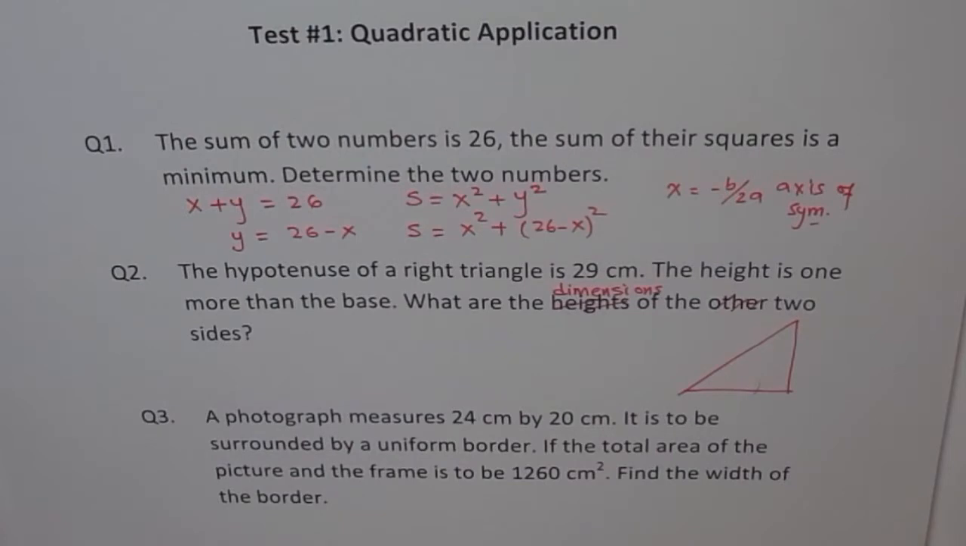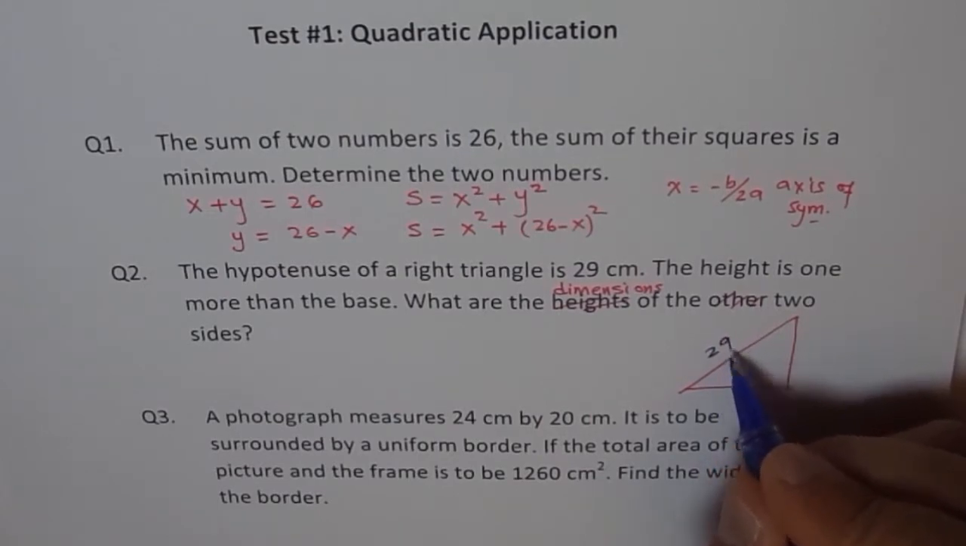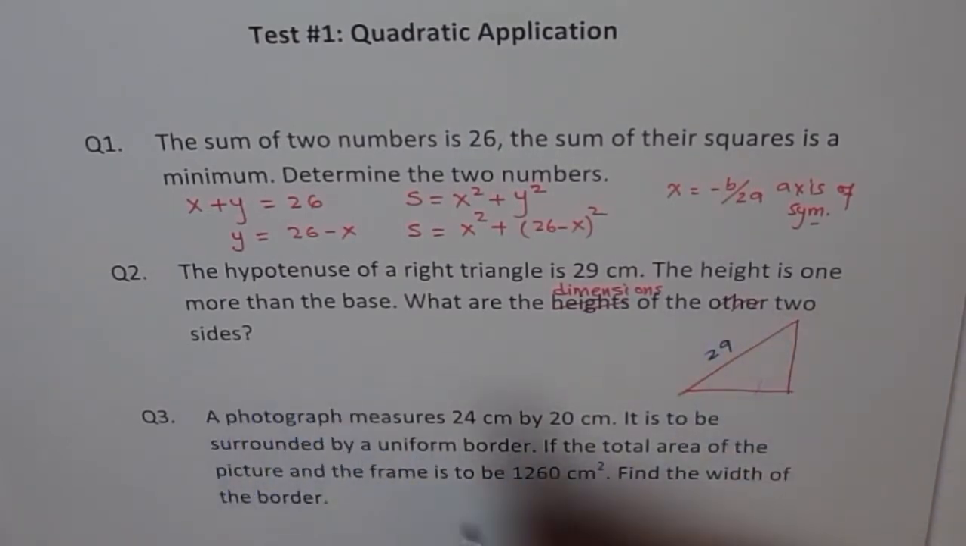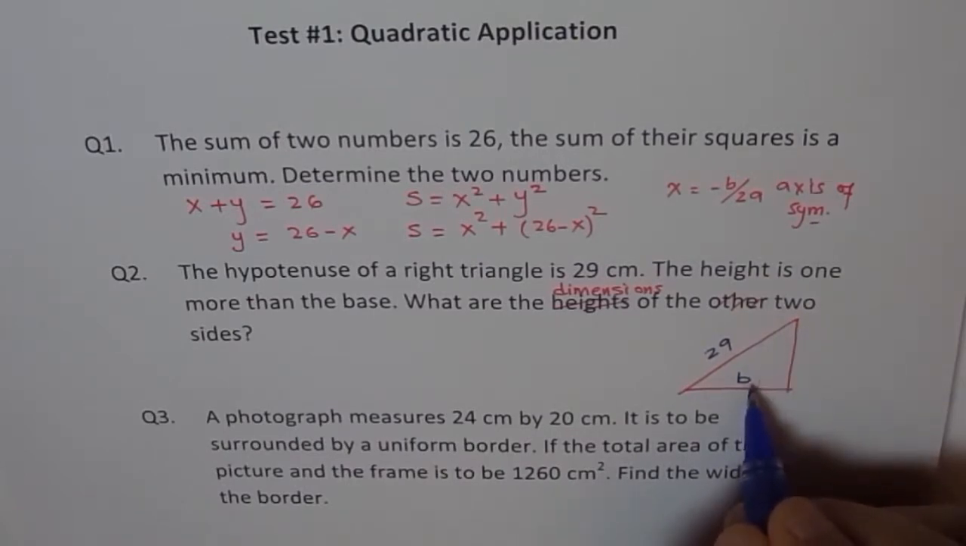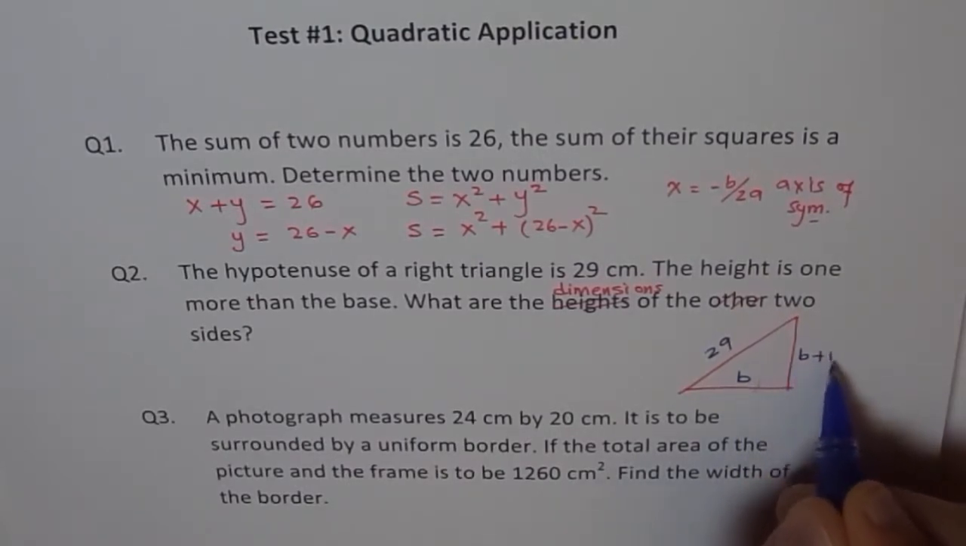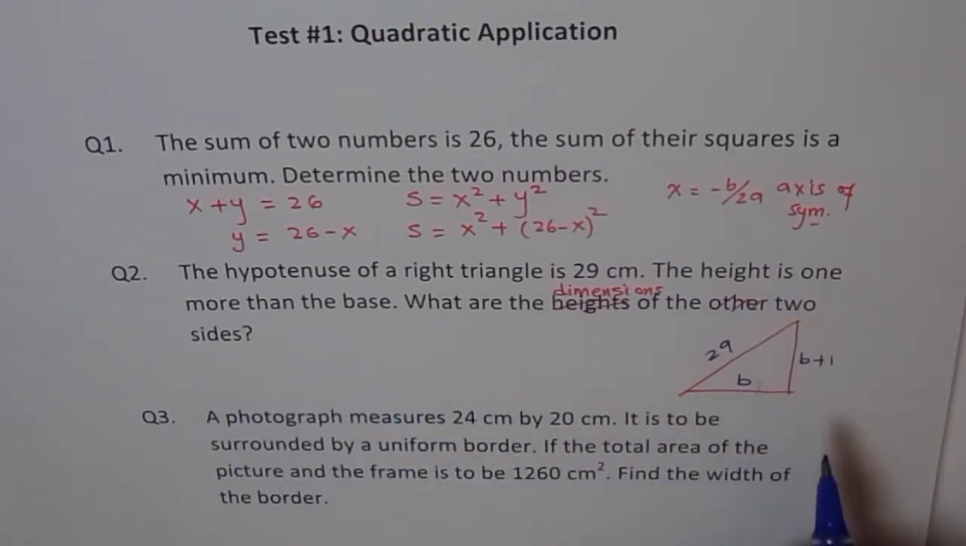And then we say that the hypotenuse is 29. So this side is 29 for you. The height is one more than base. So let's say base is b and height is one more than base, b plus 1. Correct? So height is one more than base. What are the dimensions? Dimensions, we want to find base and height, right?